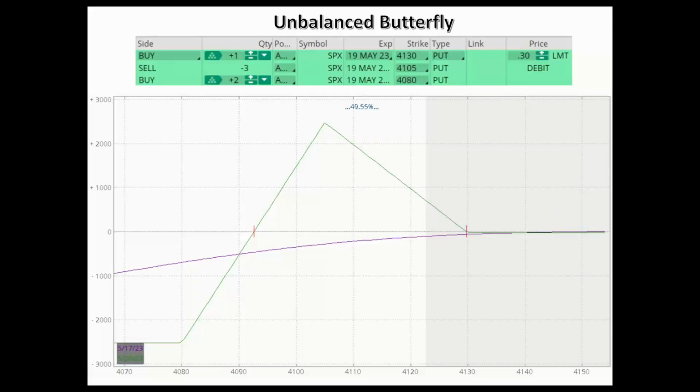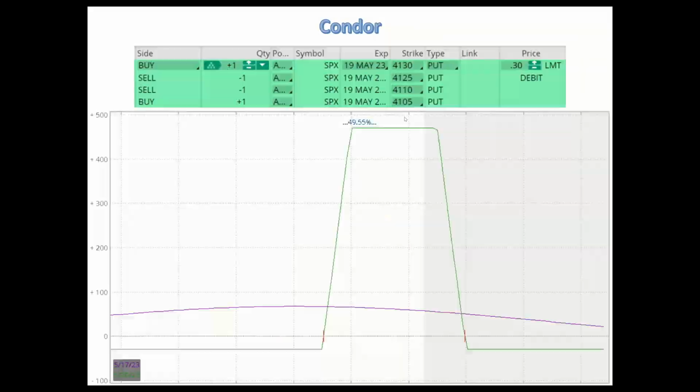The same thing with the condor. As a package, we don't have a lot of risk, just what our debit is, 30 cents on each side. We need it to close between 30 and 05. If the market goes up or down big, we're going to lose the 30 cents. So we've been learning to take advantage of the time decay, widen this condor out to a bigger range, but have some risk below where you think the market can't go. The same philosophy as when you learn the BWB.